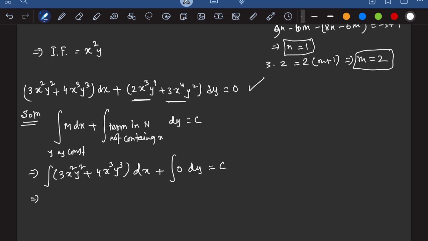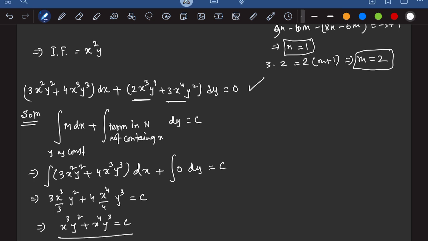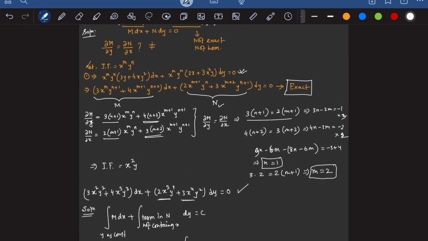So if you integrate this properly, 3x cube by 3 y square plus 4x power 4 by 4 y cube equals c. So the final answer should be x cube y square plus x power 4 y cube equals c. Okay, so this will be the solution for the given equation.